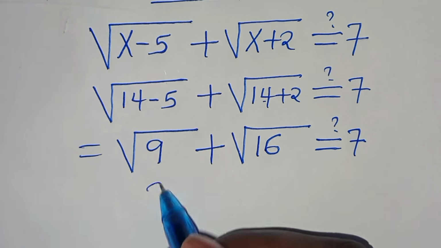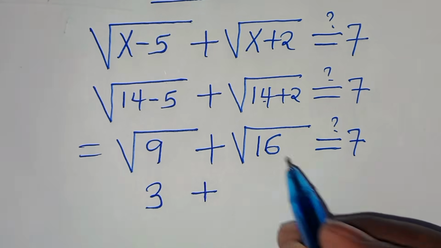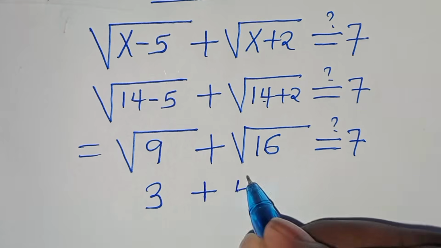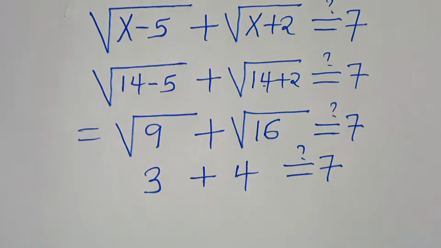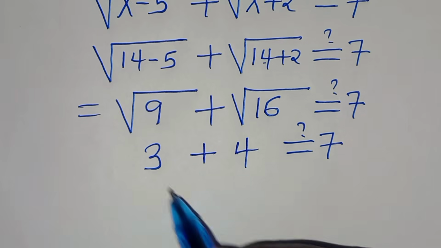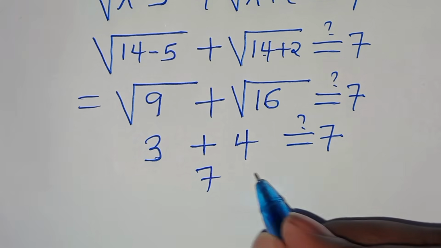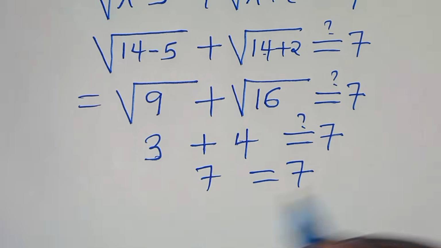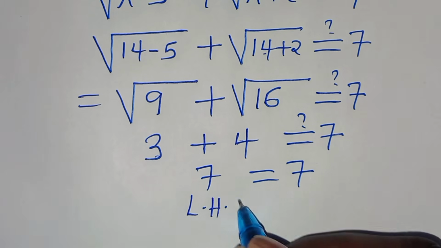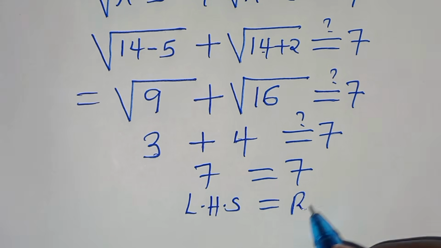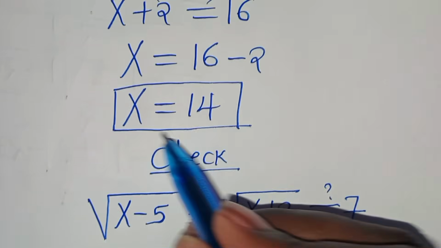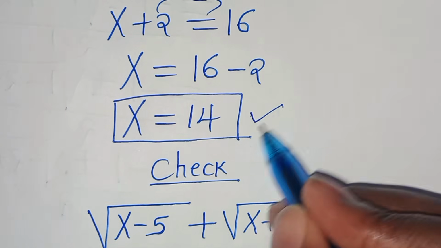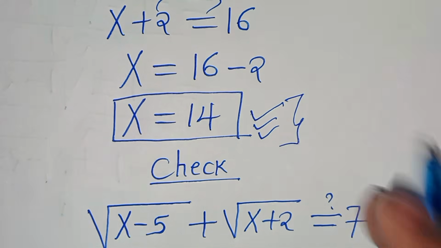The square root of 9 is equal to 3, plus the square root of 16, which is 4. This should give us a value of 7. So 3 plus 4 is 7, which is equal to 7. So this implies that the left hand side is equal to the right hand side, and this proves that the value of x equal to 14 satisfies the equation.